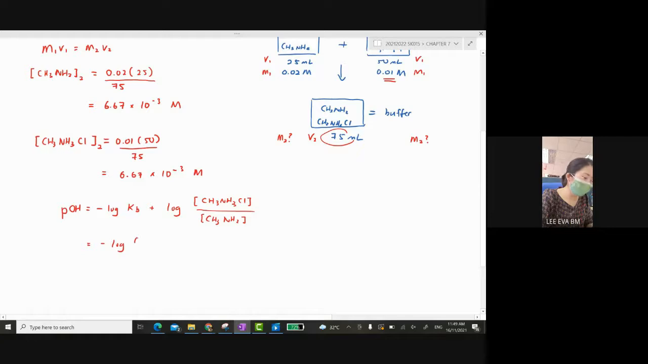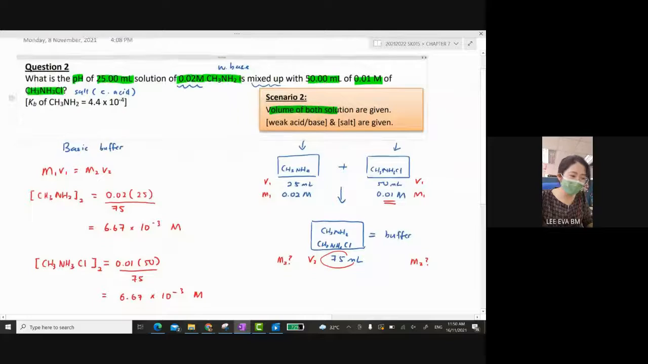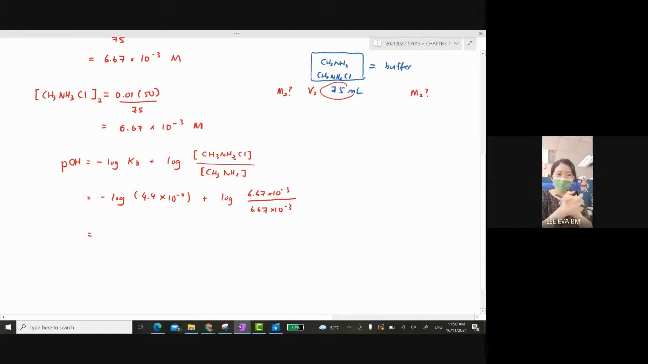Negative log value given KB 4.4. Tengok balik pada awak punya soalan 4 10 kuasa negatif 4. So that's KB. And then log concentrations, we have got the same concentrations for the salt and the base. So awak akan dapat log 1. Log 1 sama dengan kosong. So sebenarnya awak kira negative log KB sahaja. Okay, so in this case, the values of POH, you will get 3.36.